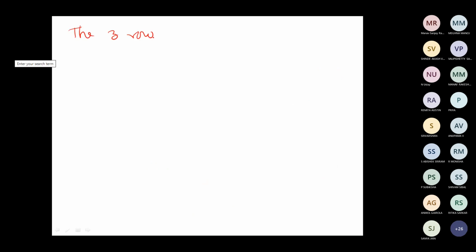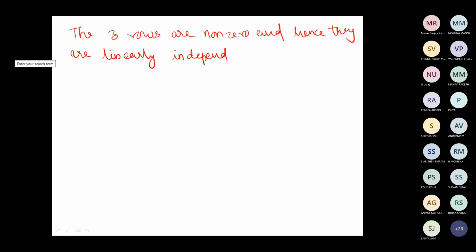The three rows are non-zero and hence they are linearly independent, and hence they form a basis for the column space. Okay. Shall we take the three rows?